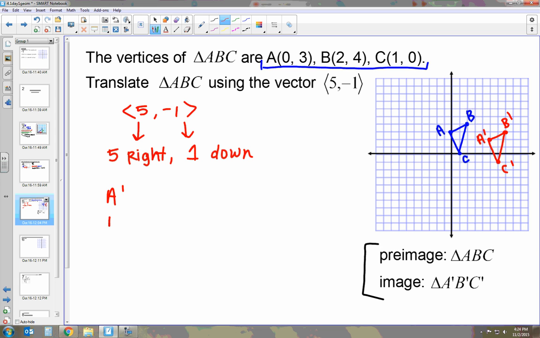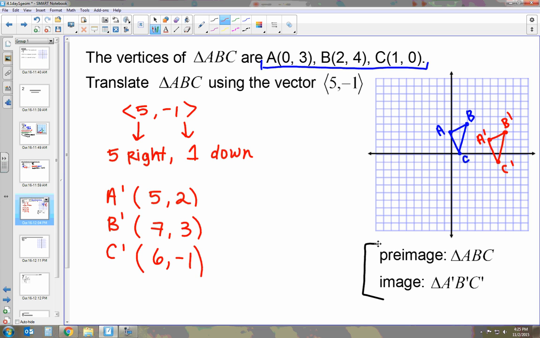Let's write down what each of these points are, where they're located. A prime is going to be at 5, 2. B prime is going to be 7, 3. And C prime is located at 6, -1.